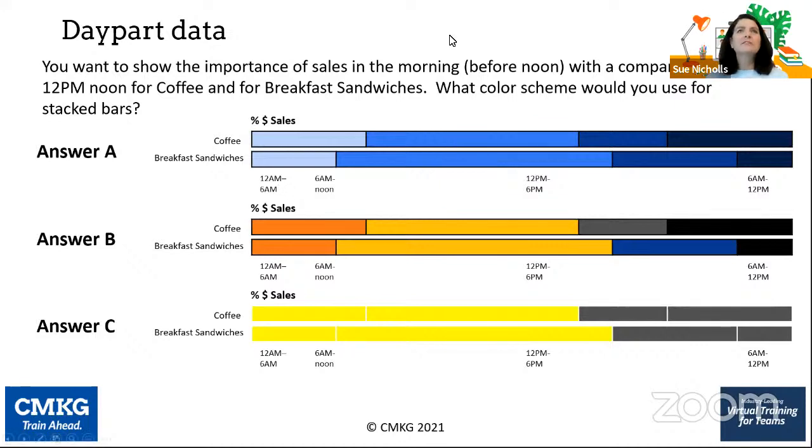What I would like for you to do is look at these 3 options, and based on what I've just shared with you, what color scheme would you use for the stacked bars? Would you use answer A, answer B, or answer C? Which one is most visually telling to you, as it relates to showing the importance of sales in the morning before noon, with a comparison to afternoon for coffee and breakfast sandwiches?